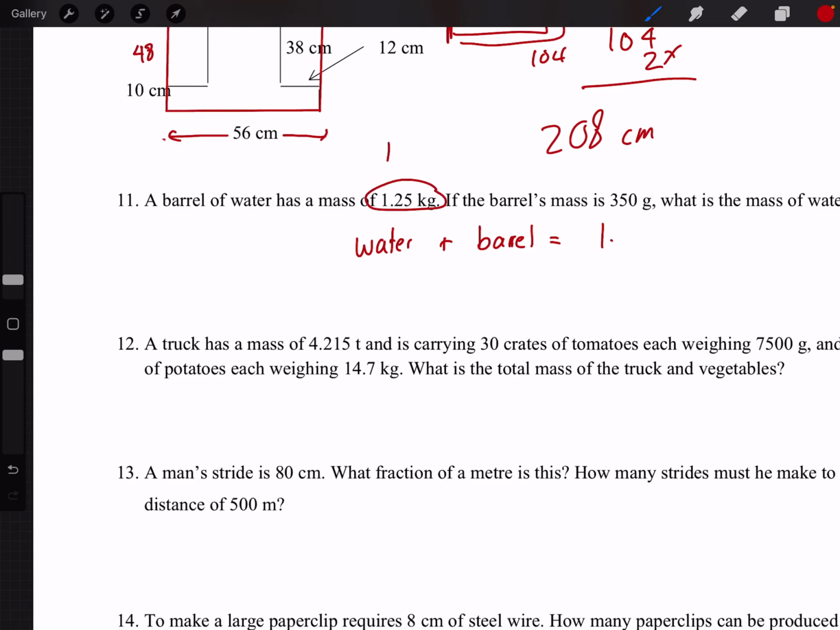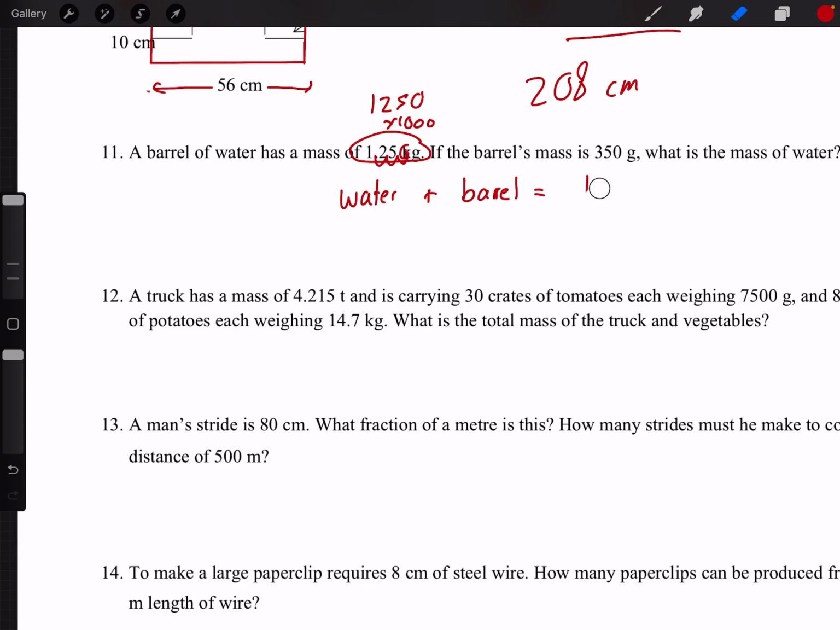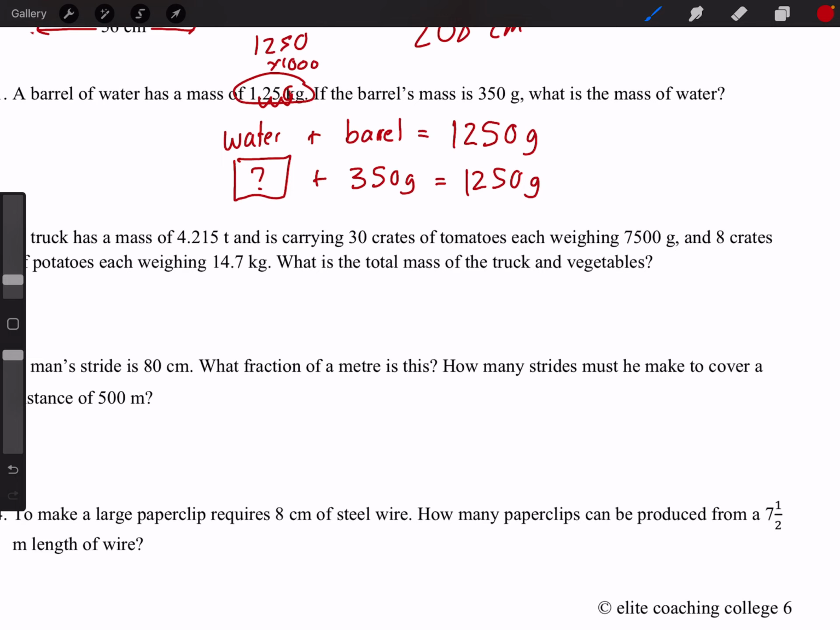So to change to grams, you just times it by 1,000. So that'll be 1, 2, 5. Let's move it 1, 2, and 3. So there should be 1, 2, 5, 0. So this will be 1250 grams. Now it says the barrel has a mass of 350, so this is 350 grams. Now it says, what's the mass of the water? So mass of the water. So something plus 350 is that much. Can you work it out? Do a subtraction.